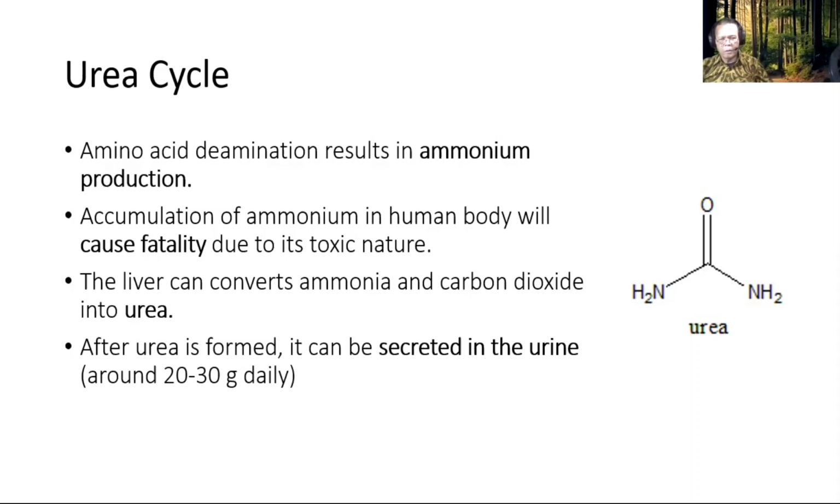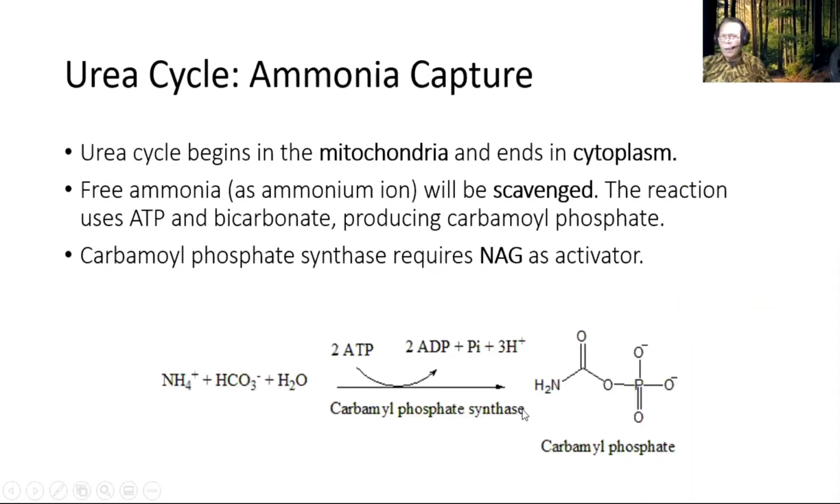Let's see the structure of urea in this figure. See this one. We have two amino groups in it, and this is a ketone group. The urea cycle begins in the mitochondria and continues in the cytoplasm. Free ammonia will be skipped.